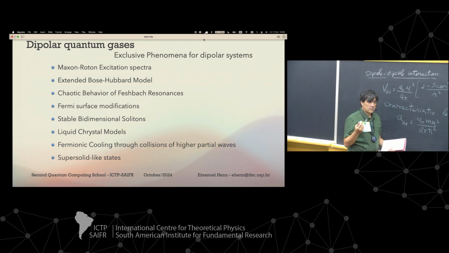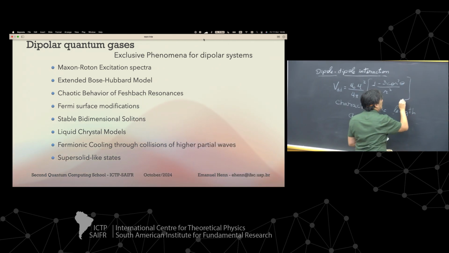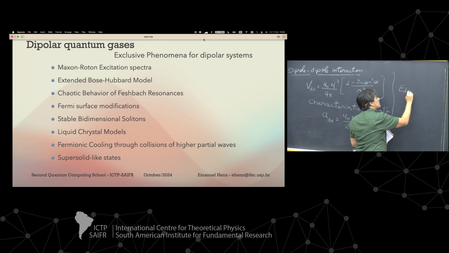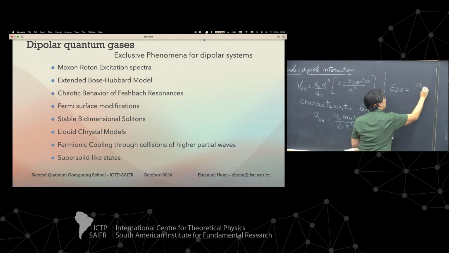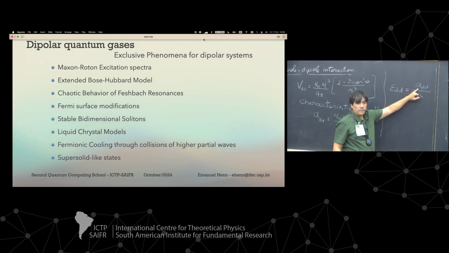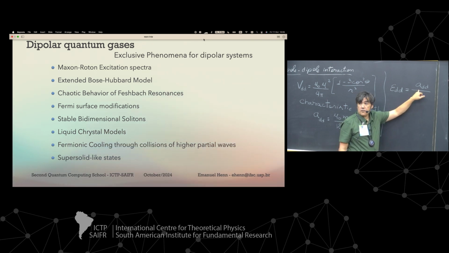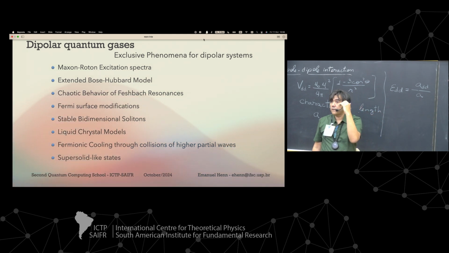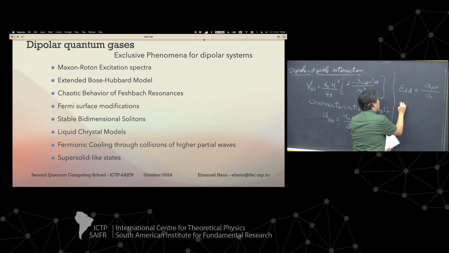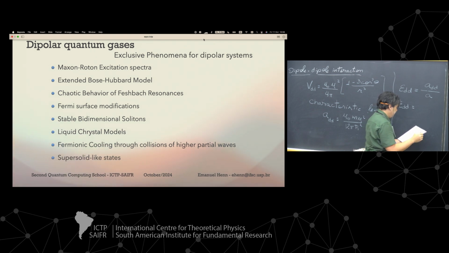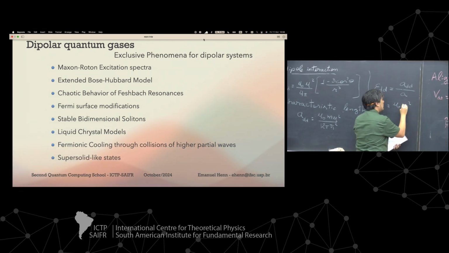And what really appears in dipole-dipole experiments is this quantity, epsilon_dd, which is the ratio between the characteristic length of the dipole-dipole interaction and the scattering length. In the end, we are comparing how much energy I have in the dipole-dipole interaction and how much energy I have in the short-range interaction. It's a way to quantify the competition between the interaction terms. This scales with the square of the magnetic moment, the mass, and the inverse of the scattering length.